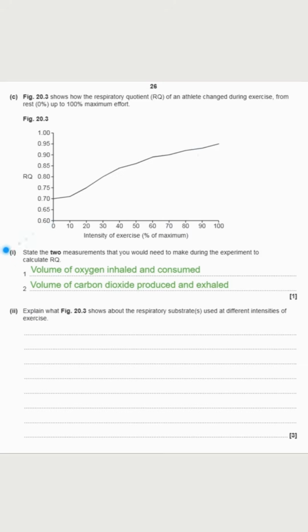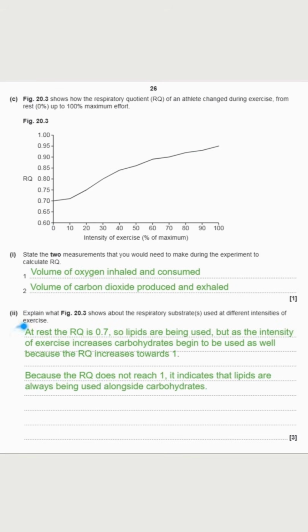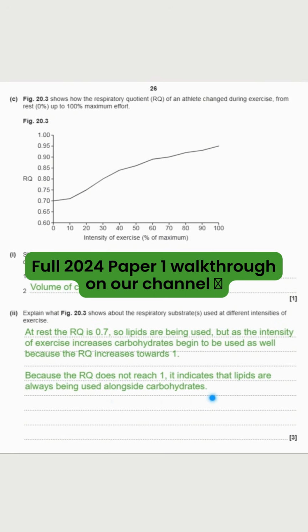So let's take a look at how we'd write that. So here's our model answer. At rest, the RQ is 0.7, so lipids are being used, but as the intensity of exercise increases, carbohydrates begin to be used as well, because the RQ is increasing towards 1. That's how we can tell, remember. Because the RQ does not reach 1, it indicates that lipids are always being used alongside carbohydrates. And we could add here as well that the proportion of lipids which is being used is decreasing as we proceed, so we could add that in also.